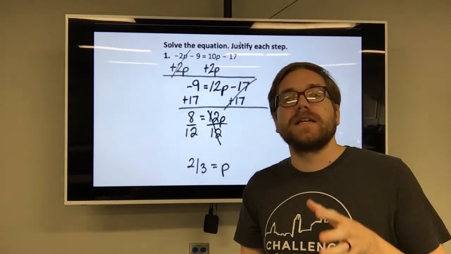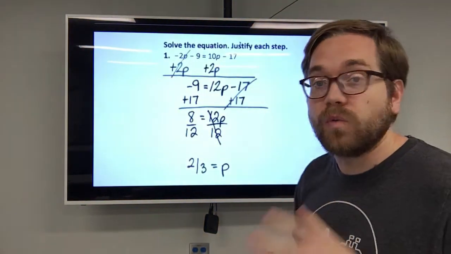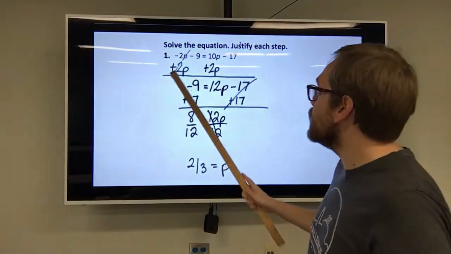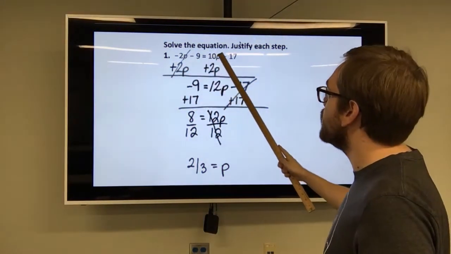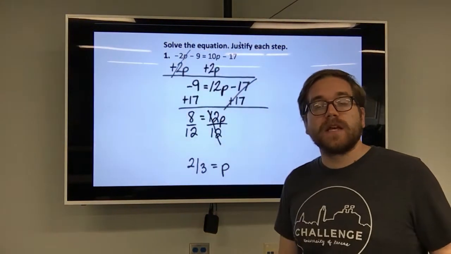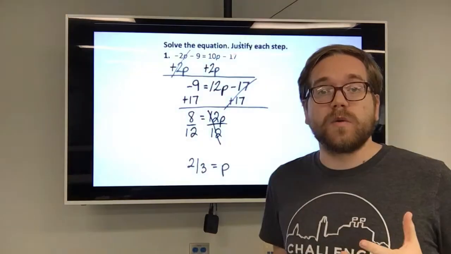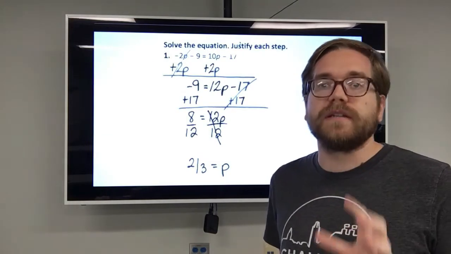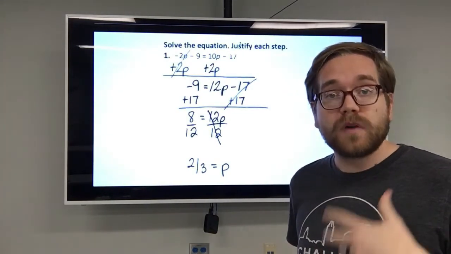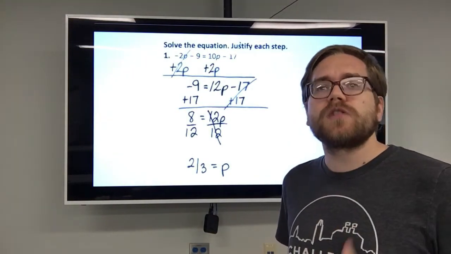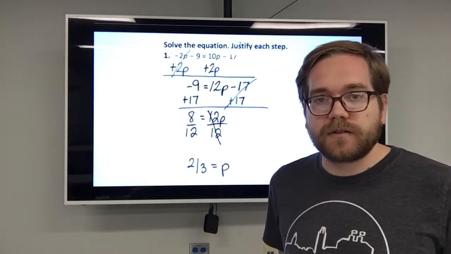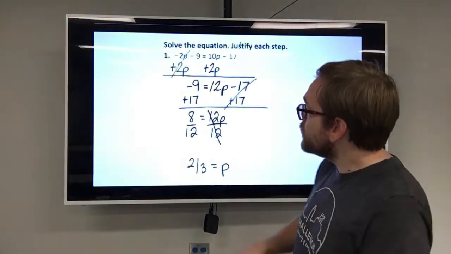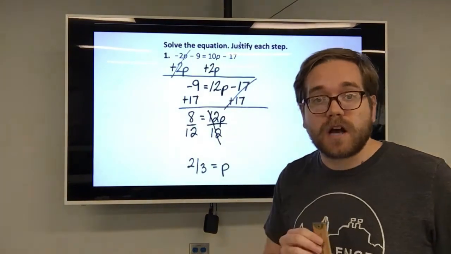Let's analyze this problem that's in our notes. Number 1, it's this equation, negative 2p minus 9 equals 10p minus 17. The instructions were to solve the equation and justify each step. Let's first just focus on solving the equation. And again, if you have trouble with solving equations, make sure you're asking questions about that so you can enhance your skills on it. You can see that it's already solved for us, so let's talk through it.